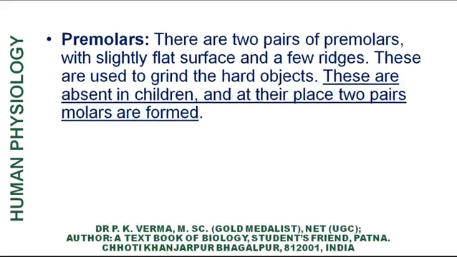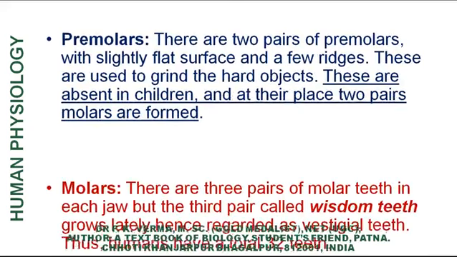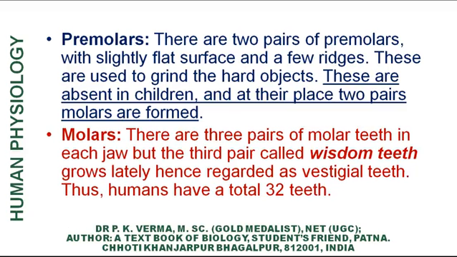The premolars: there are two pairs of premolars with a slightly flat surface and a few ridges. These are used to grind hard objects. These are absent in children, and in their place, two pairs of molars are formed. The molars are three pairs in each jaw, but the third pair, called wisdom teeth, grows late, hence regarded as vestigial teeth. Thus, humans have a total of 32 teeth in adults.